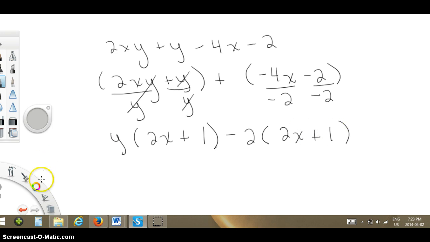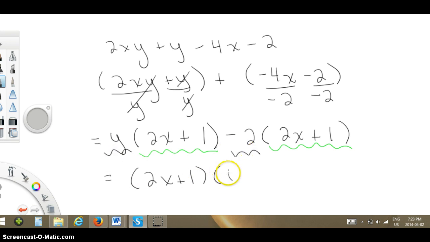positive 1. And what I want you to notice here is that 2x plus 1 and 2x plus 1 is common. So you're going to write that only once in one bracket, and you write down what's left, y minus 2, following that. So you know that factoring by grouping works here since this bracket matches this bracket. If that doesn't work, you've got to try some other type of factoring.